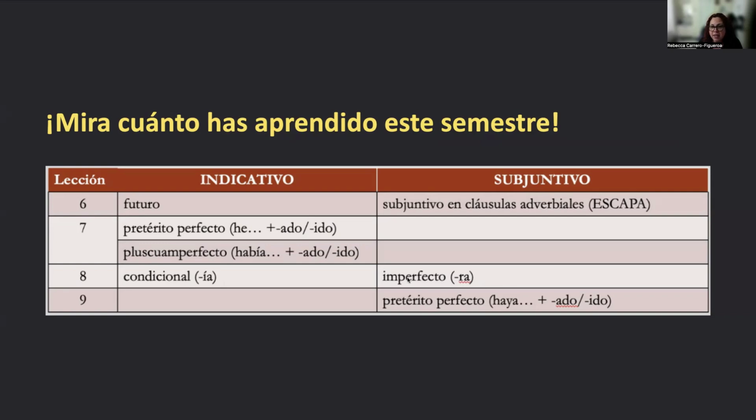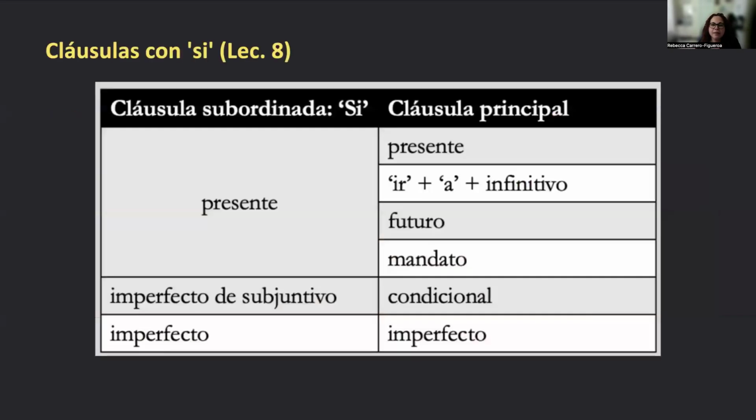In the subjunctive side, you also learn the imperfecto de subjuntivo, okay? The verbs ending with ra all the way, okay? On lesson 9, the last grammatical topic belongs to the subjunctive mood. It was the pretérito perfecto, the present perfect subjunctive, where you use the present perfect of haber, haya, and a past participle.